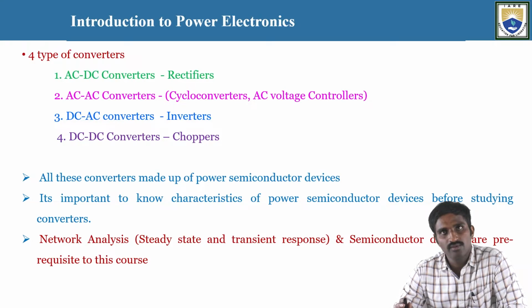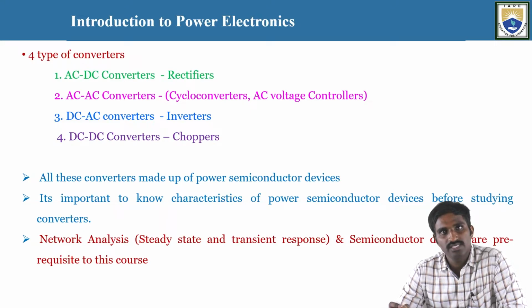By using the cycloconverter, you can control the frequency, which means converting the fixed frequency of 50 Hz to a variable frequency. The input is fixed frequency and the output is variable frequency. And by using the AC voltage controller, we can convert the fixed AC to variable AC voltage. That is the function of the cycloconverter and AC voltage controller.